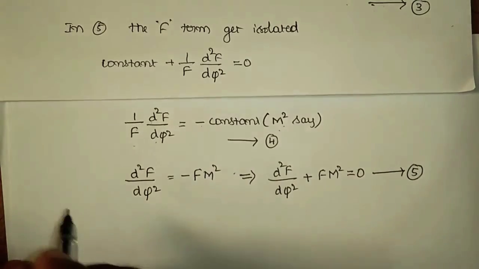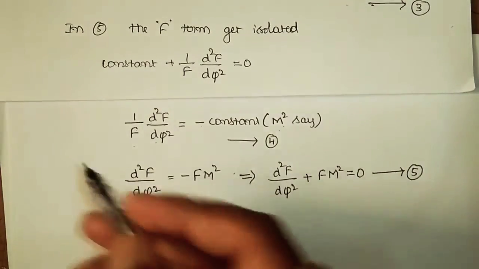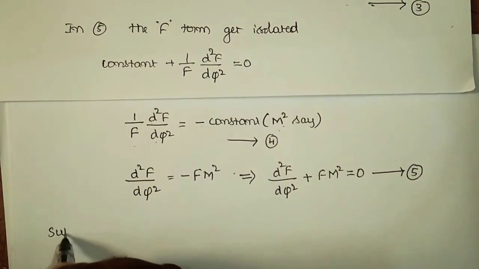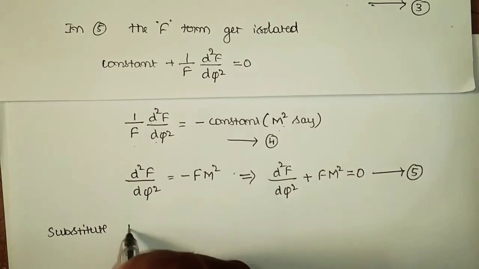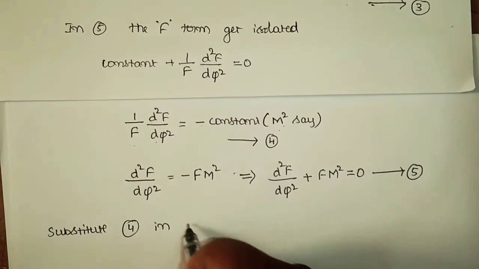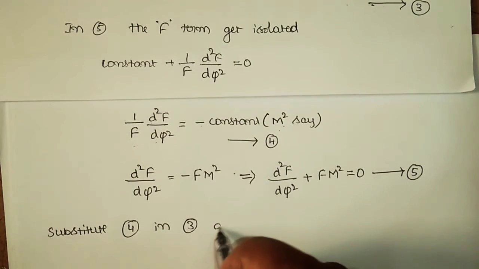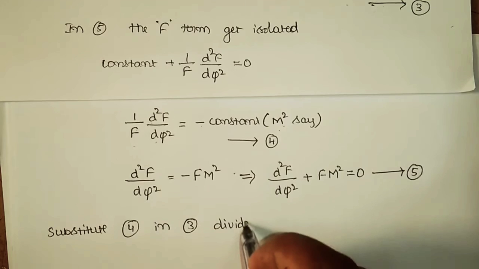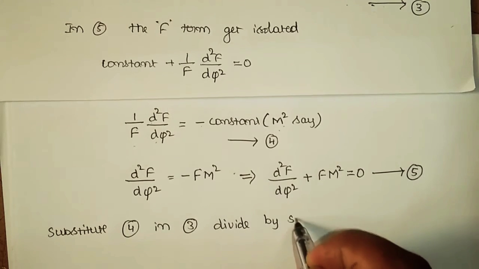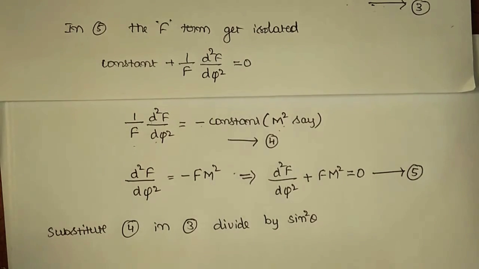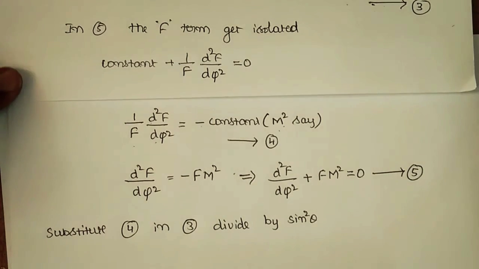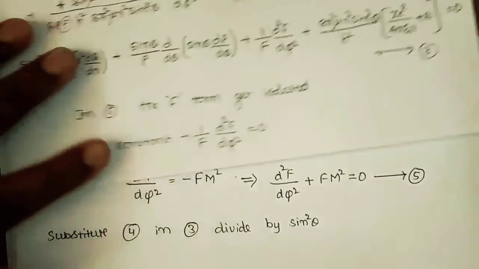So let us write in this way. Substitute equation 4 in equation 3 and divide the whole equation by sine square theta. The whole equation should be divided by sine square theta. So now you go with the equation.